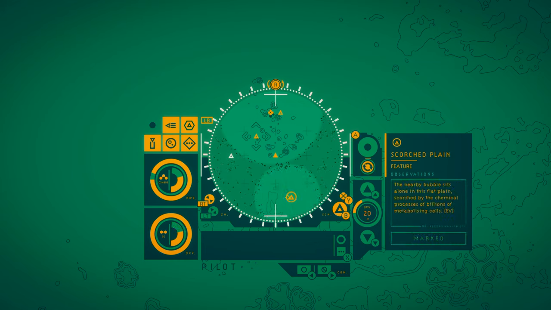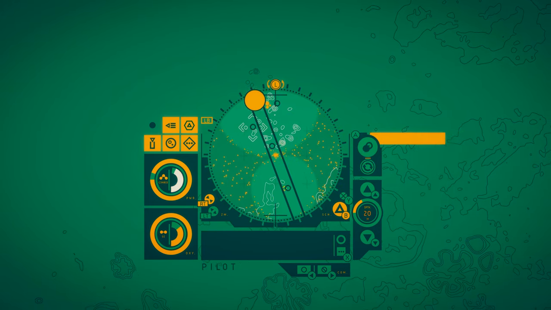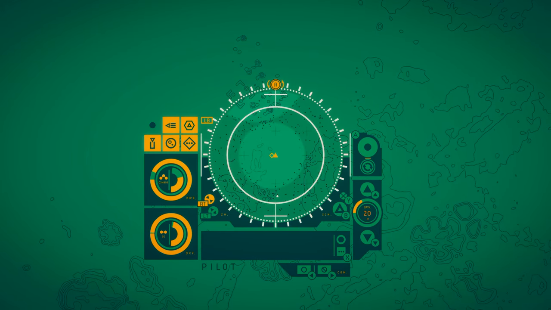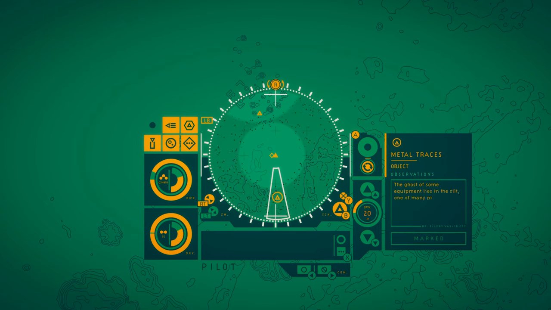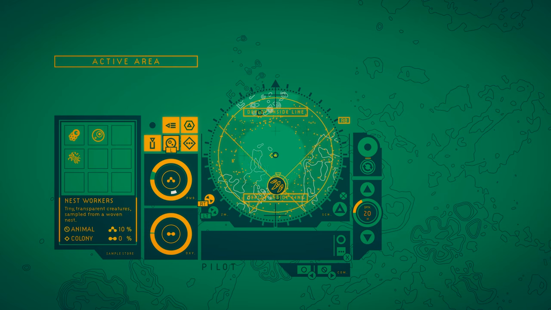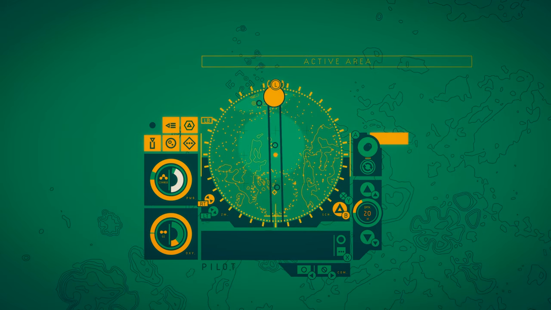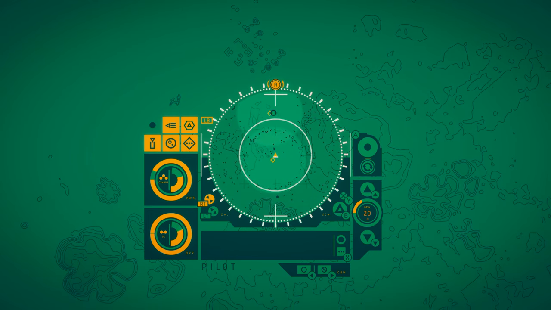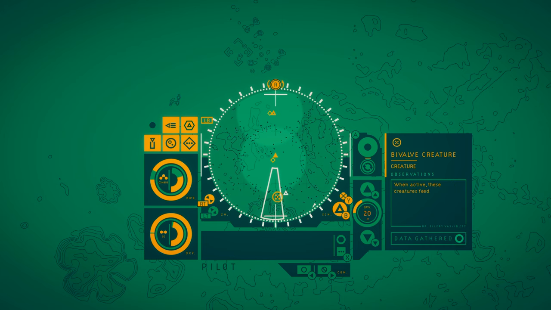Scorched Plain. The nearby bubble sits alone in this flat plain, scorched by the chemical processes of billions of metabolizing cells. Metal traces. The ghost of some equipment lies in the silt, one of many pieces lost in Minae's expeditions into the bloom. Bivalve creature. When active, these creatures feed directly on the microbial growth of the bloom, rapidly clearing a patch of oxygenated water.